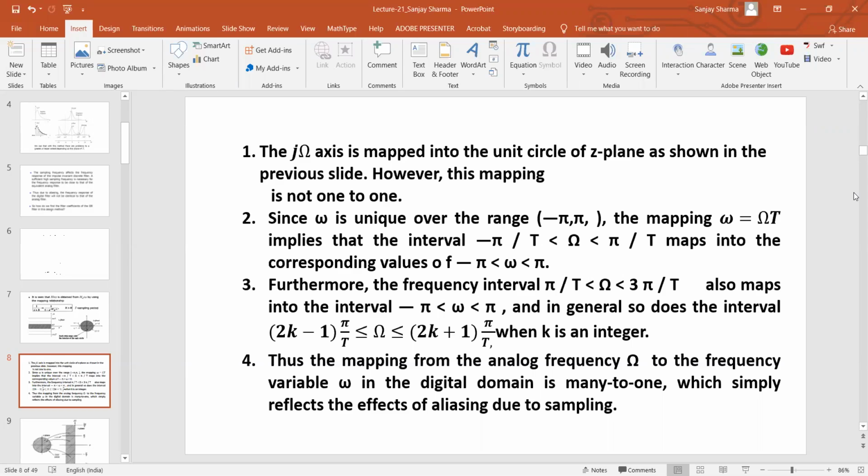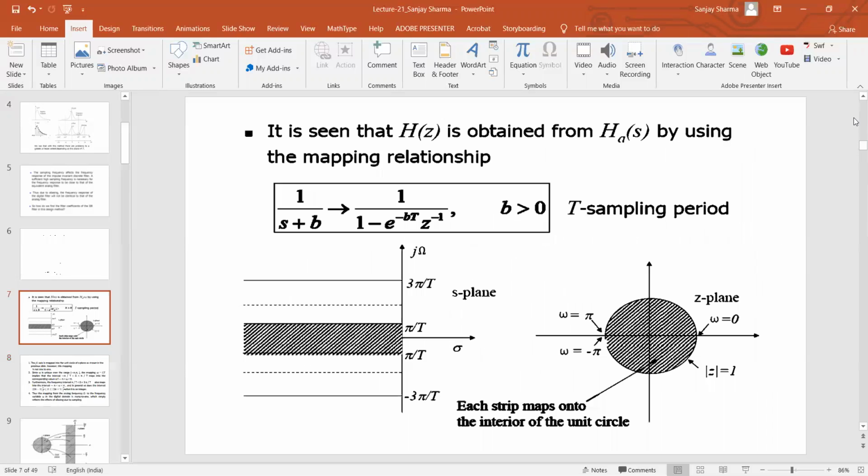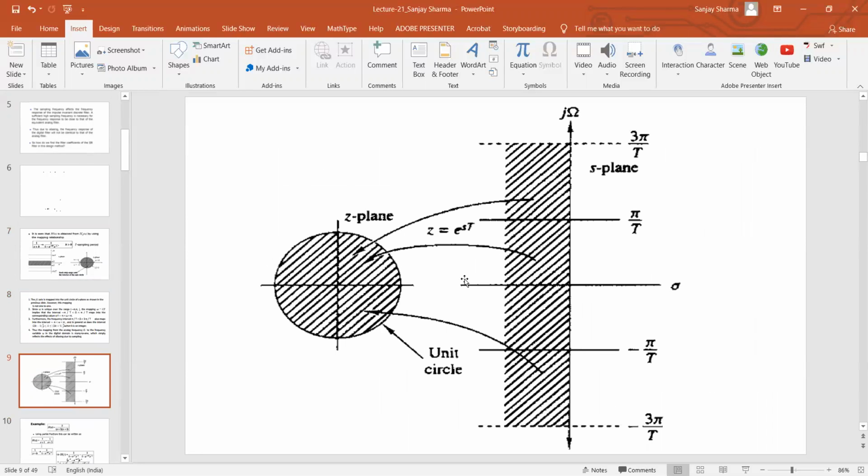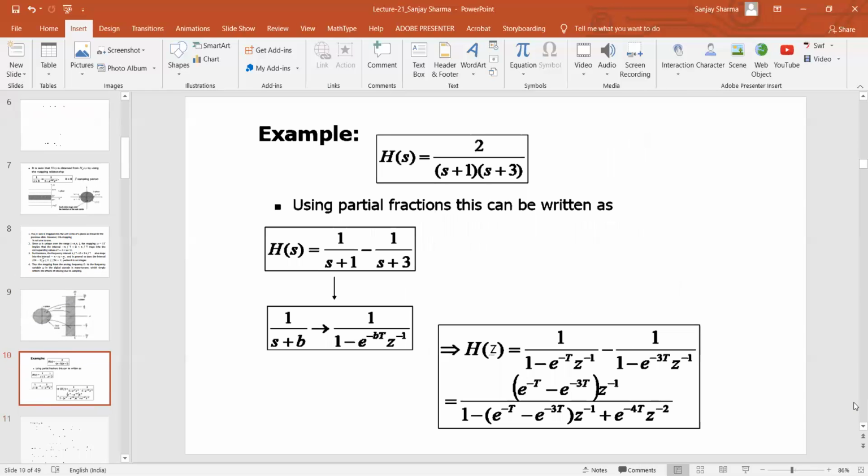So this is the impulse invariant method of converting an analog filter to a digital filter. And I have also explained the problem of the impulse invariant method: it suffers from the problem of aliasing. This is the same explanation that the strip from minus pi by T to pi by T goes inside the unit circle. This diagram is given in the book, so I put it here so that once you find it in the book, you should not be surprised.